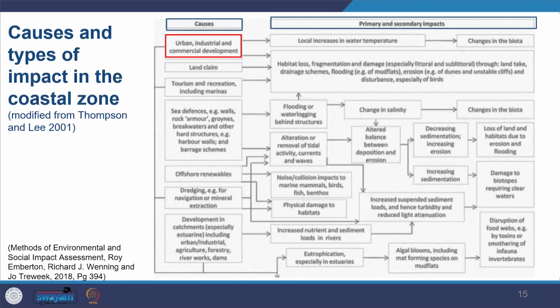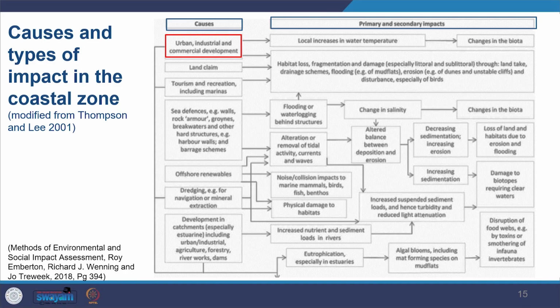Just to quickly look at what are the different sources of impacts in the coastal area. One of the major causes we see is the urban, industrial or commercial development along the coastal areas. So they are seen as causes of impact. And the kind of impact it has is that it creates an increase in water temperature, at least at the local level, and that would have a secondary impact, like it would change the biota of the area. And the same things could also lead to habitat loss.